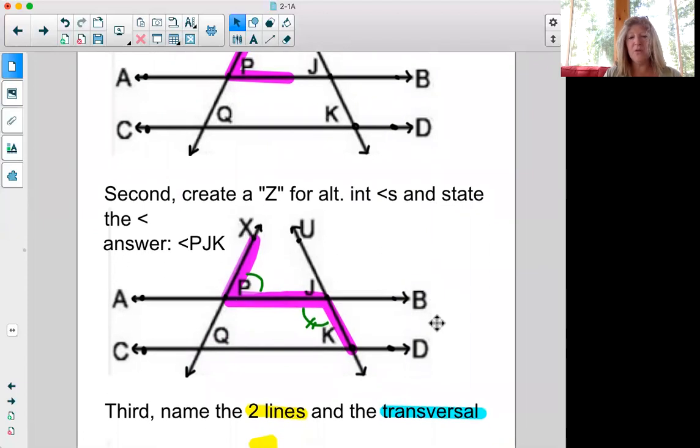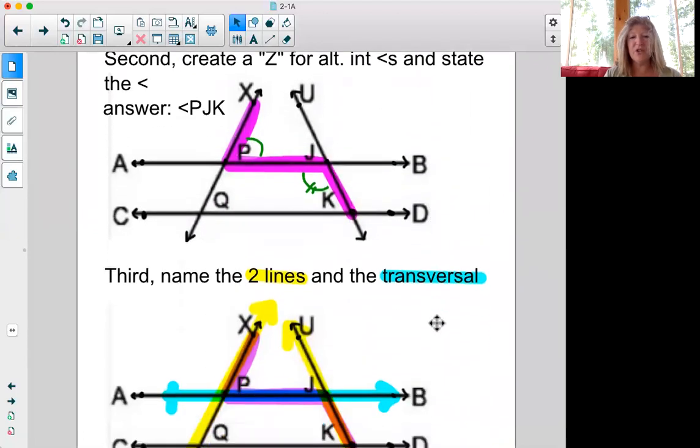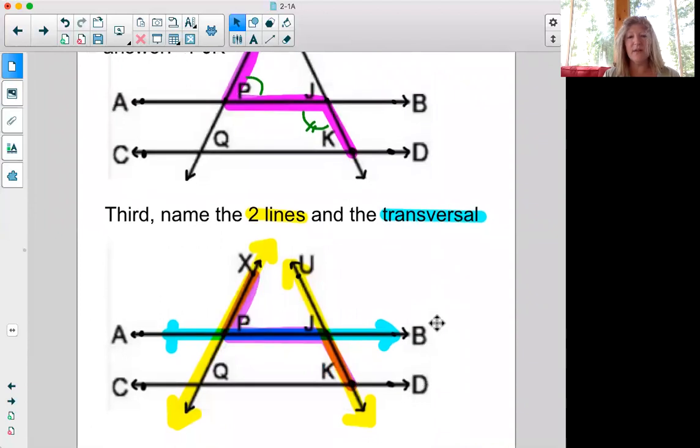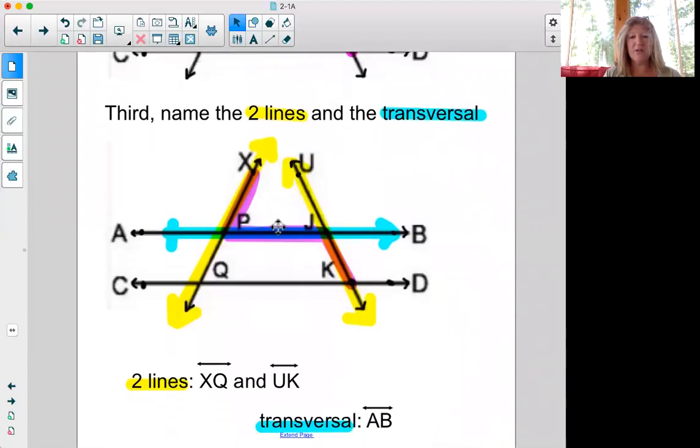And now if you want to know which are the 2 lines and transversal, you shade all the lines that were used to make that Z. And we see that our 2 lines are here and our transversal is AB.